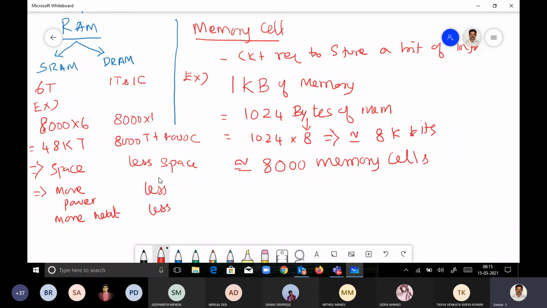But the problem with the dynamic memory is it is associated with a capacitor. So what is the property of a capacitor? It can charge, it can hold the charge, but once it is fully charged, it will start discharging automatically. So that's the characteristic of a capacitor. Till it is charging, the information will be stored. So once it is fully charged, automatically it will leak. It will leak the charges. So that's the basic characteristic of a capacitor.